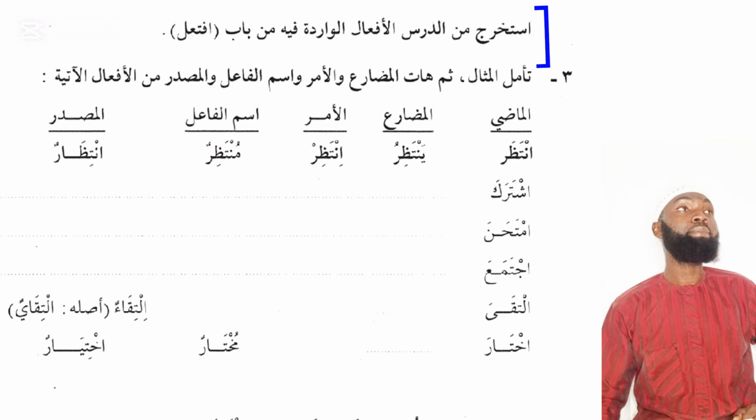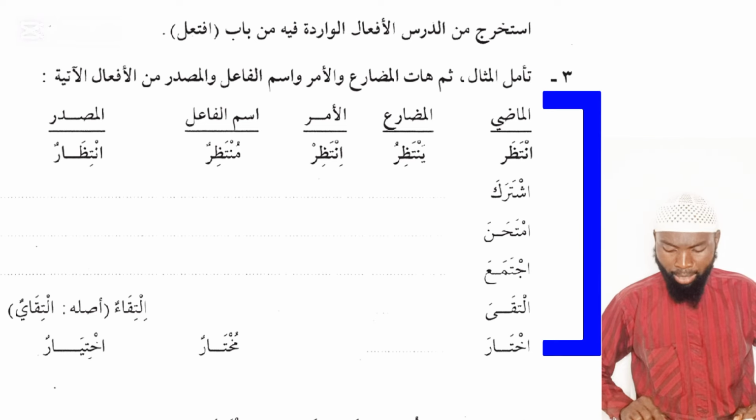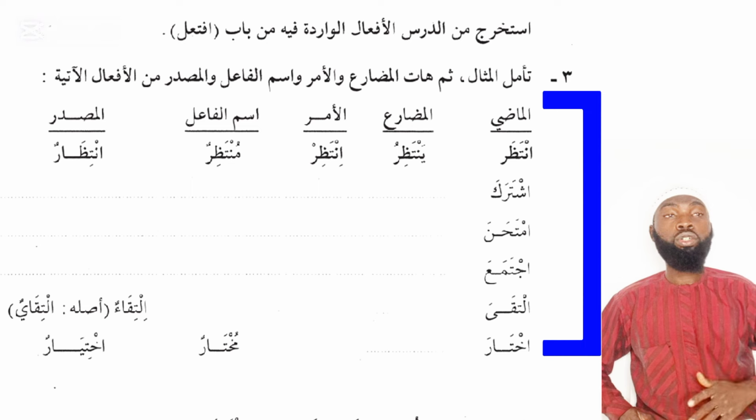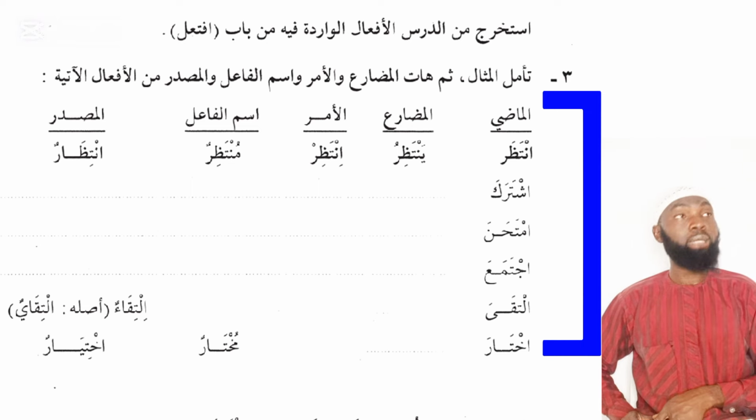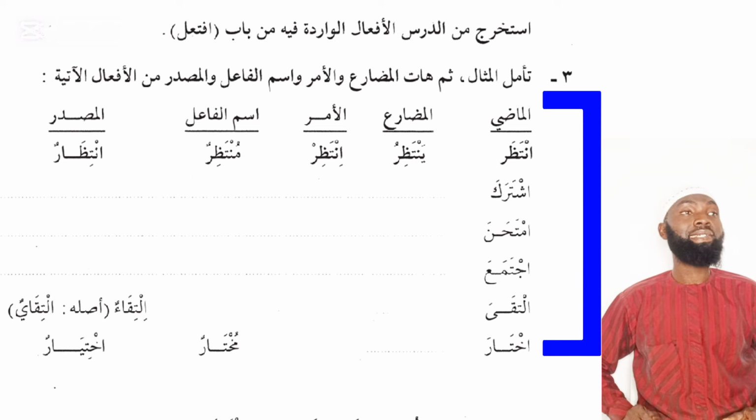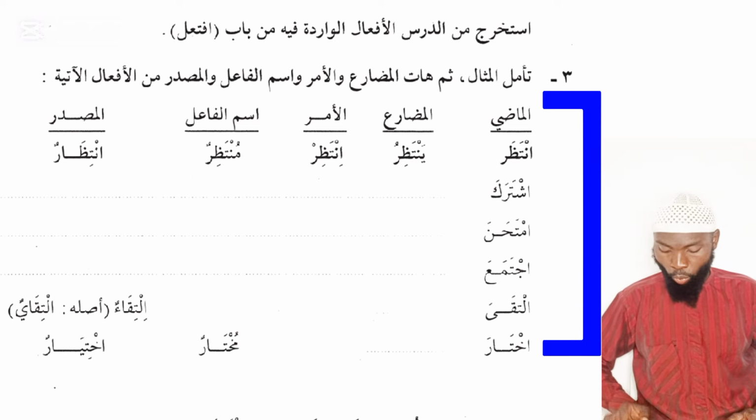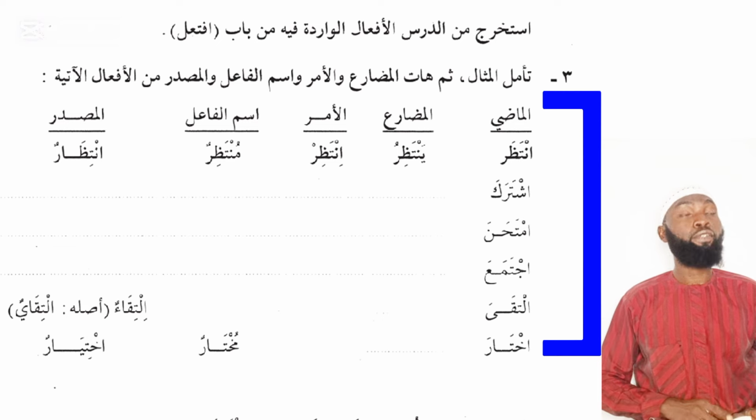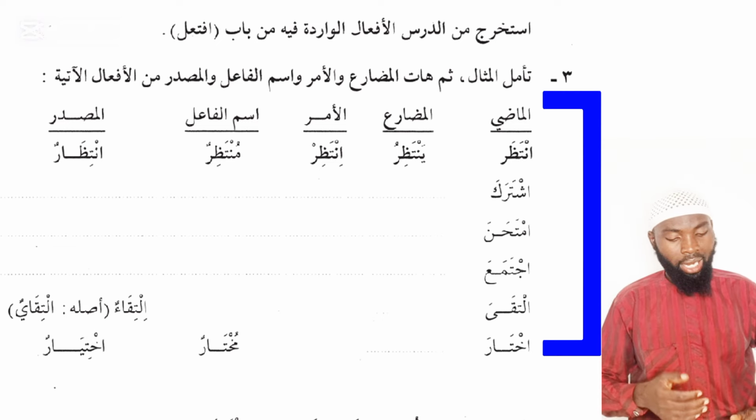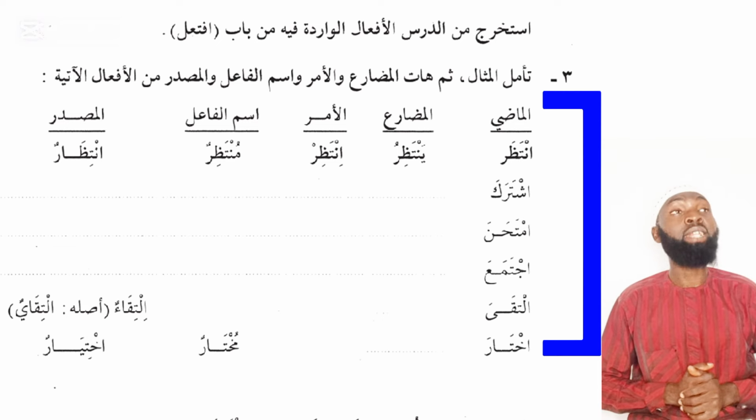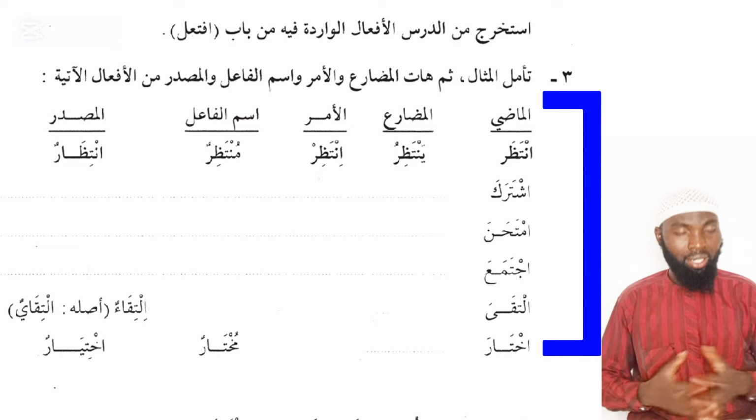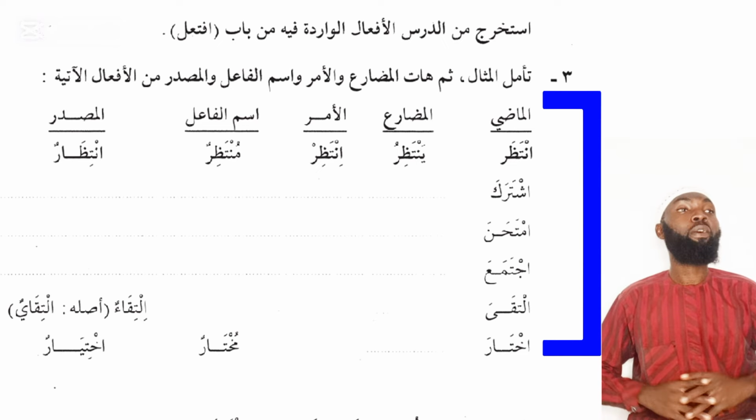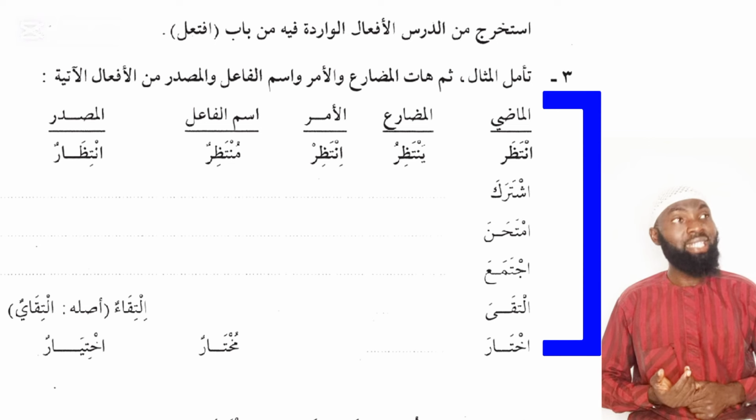Here we have ta'ammal al-mithal, study the example. Thumma hati al-mudari', afterwards bring all the present tense verbs, wal amr, the command, wa ismul fa'il, the subject noun, wal masdar, the verbal noun, min al-af'al al-atiya, from the following verbs. The example we have: for the madi, past tense, we have intadhara; for the mudari', yantadhiru; for the amr, intadhir; ismul fa'il, the subject noun, the doer of the action, we have muntadhir, the waiter.